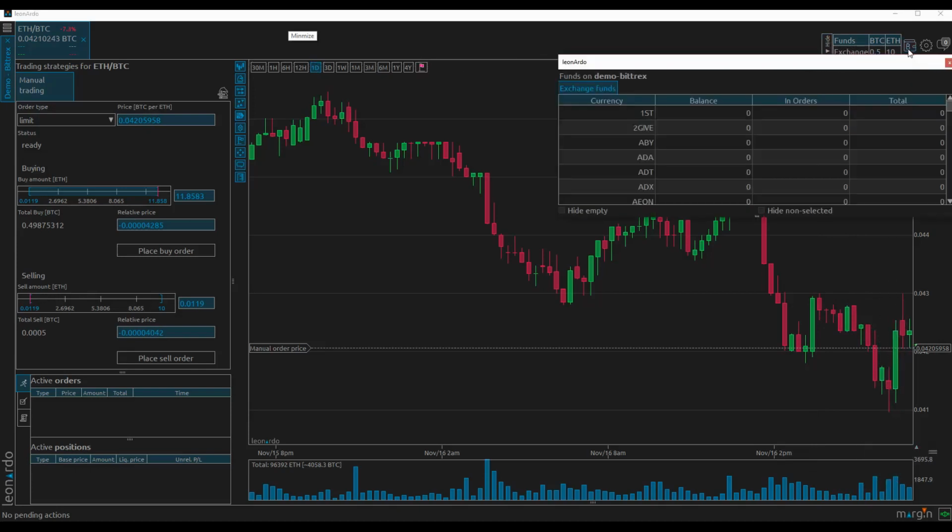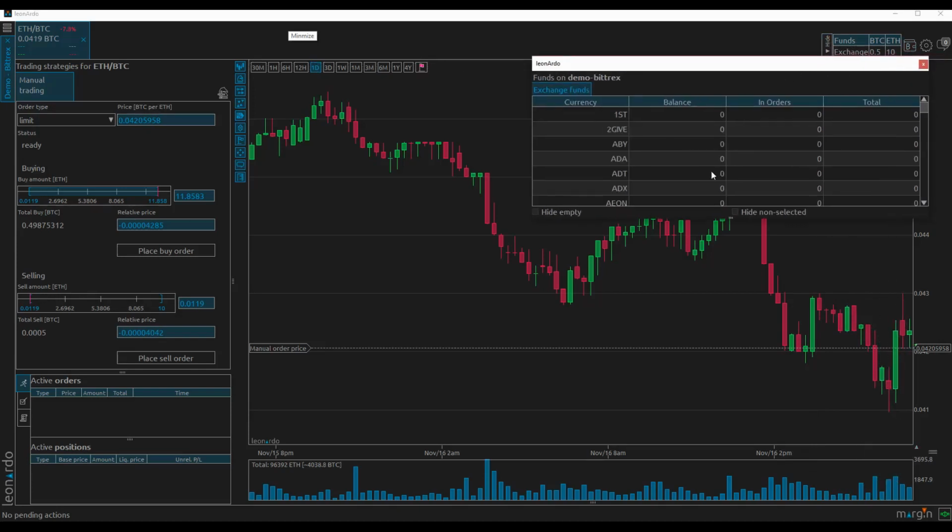But if you want to see the balances on your full wallet, you can click the little wallet here. It gives you an overview, and then you can hide the empty ones, and you can see, okay, I have these funds in these two coins. So you can decide if you want to do some trading in one of them.